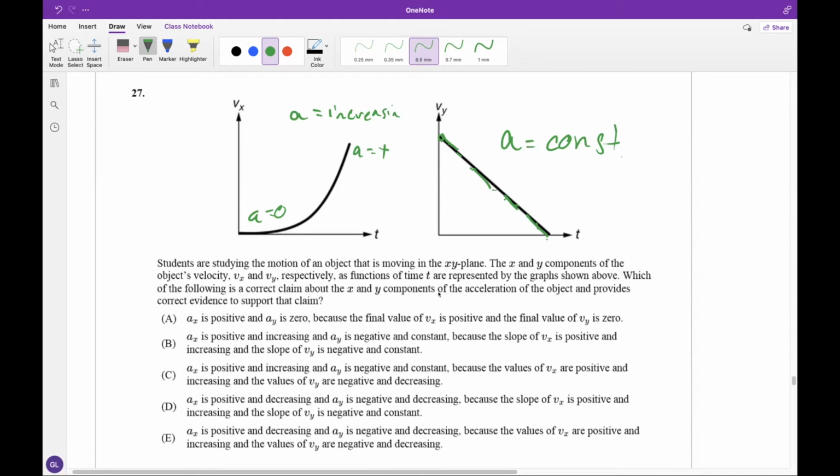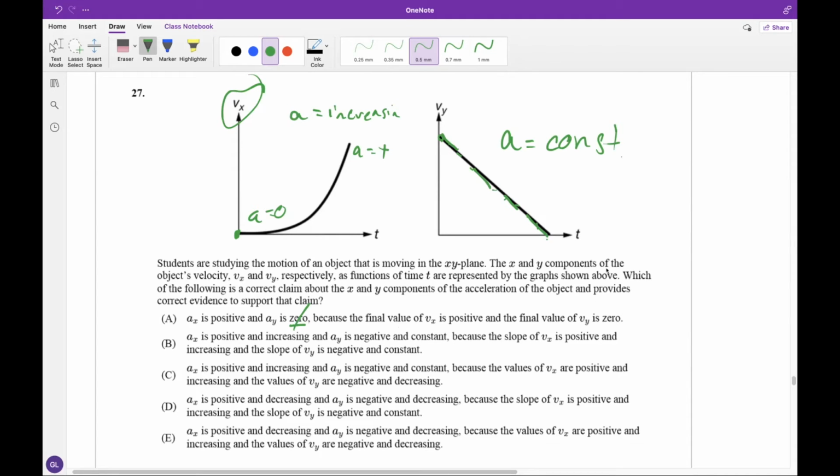Well, just because the acceleration here, hopefully we recognize, is changing. I think this is a gotcha. They're hopefully thinking, oh, I see 0, so then I'm going to say 0. But no, this is velocity, and they're asking about acceleration. Because the final velocity of Vx is positive and the final velocity of Vy is 0.